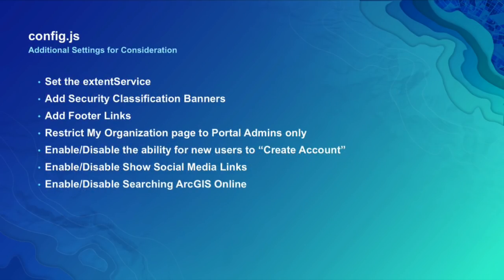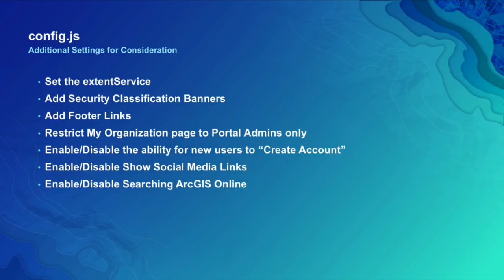So what can we do here? Here's just a few things. There's a great level of detail in the help documentation on how to do this, but a couple of those that might be of interest. Setting the extent service. So if you go to an item details page and you want to set the extent of an item, when people are searching spatially, you can set a custom extent service to be maybe the geography of your agency.